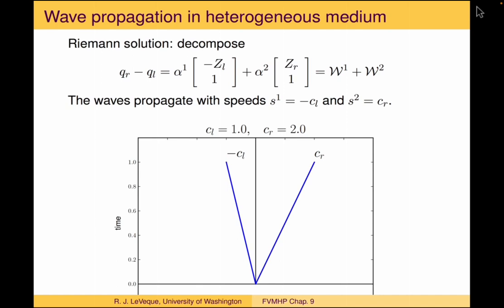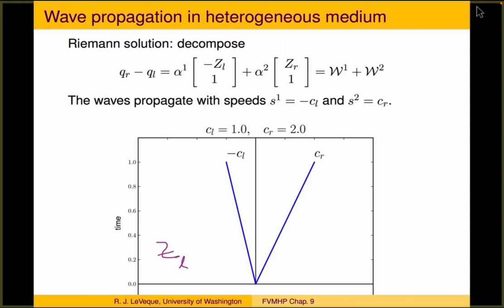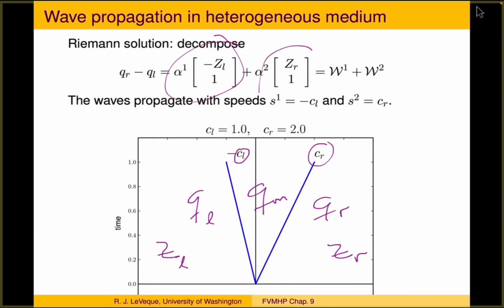And here's the picture again in the xt plane. So when we have this discontinuity in the initial values, we have different states, ZL and ZR over here, and different wave speeds, CL and CR, on the two sides that give the wave speeds of the two waves. And then we have data QL and QR, and everywhere in between we'll have QM. And again, we're using the fact that we know the solution should be continuous across the interface to say that there's a single state QM, and so the only discontinuities in this Riemann solution are the two here, one that's proportional to the eigenvector R1 on the left and another wave that's proportional to the eigenvector R2 on the right.